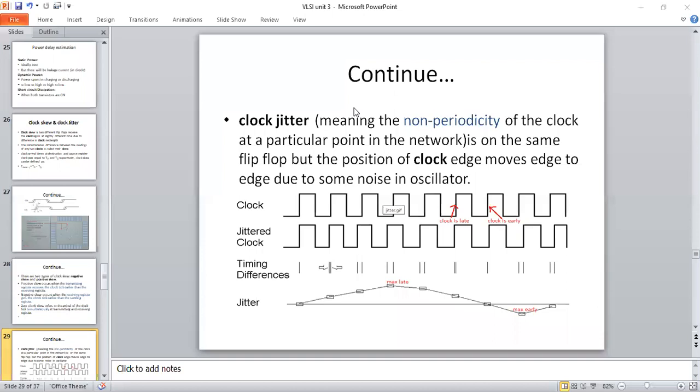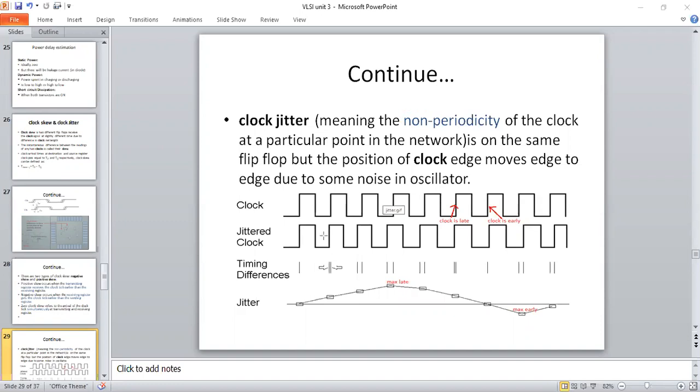Suppose you take this one, it is called non-periodic. But whenever you are taking a skew, it is periodic. So it is periodic here. Nothing but, so here, in the first clock, it is a jitter.